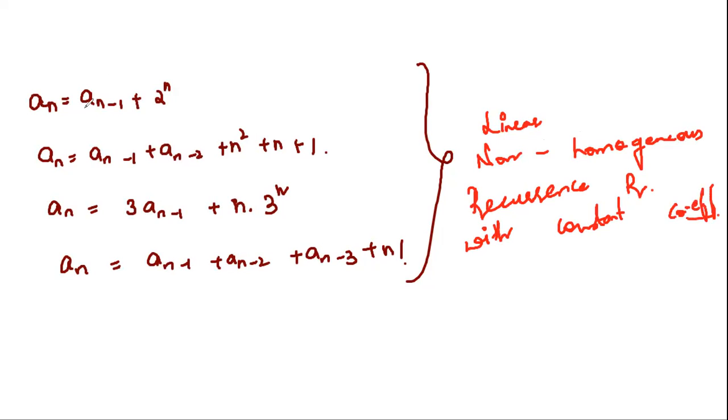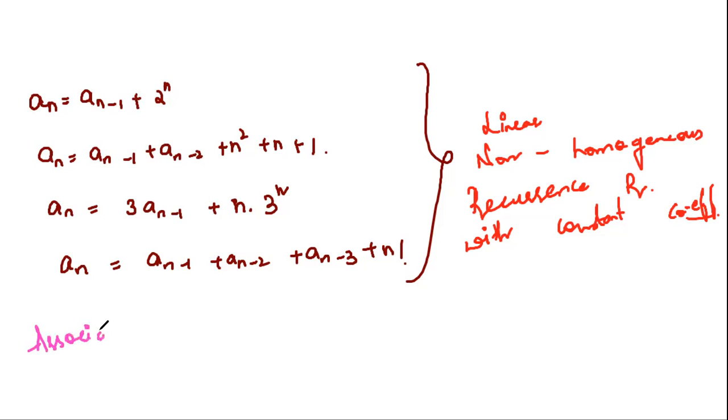Now, what is the reason they are linear non-homogeneous? Because we have these f of n terms in each case. The question is, what are the associated homogeneous recurrence relations?